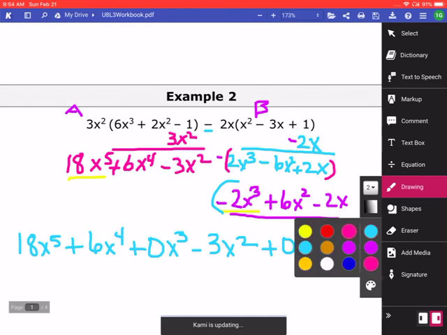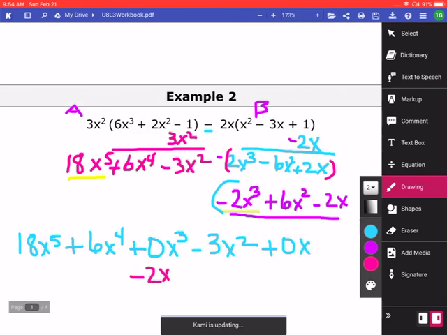All right, now let's add in our part B. So our part B, we're going to line it up with our 0x cubed here. And like I said, this is very important because if you put that in the wrong spot, you're going to get the wrong answer. Okay, then we're going to put our plus 6x squared and our negative 2x.